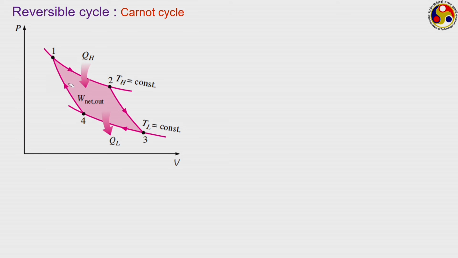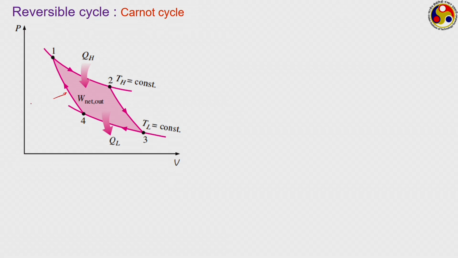Next, process 1 to 2 refers to an isothermal heat addition process. So, QH amount of heat gets added to the system during which its temperature remains constant at TH. 2 to 3 is again an adiabatic process during which the temperature reduces from this high temperature TH to low temperature TL, and 3 to 4 is another isothermal heat rejection process.